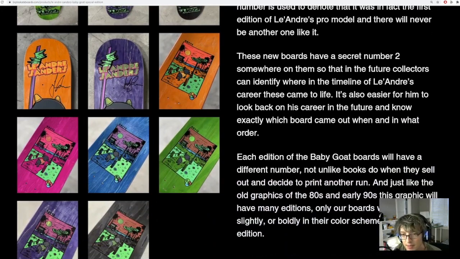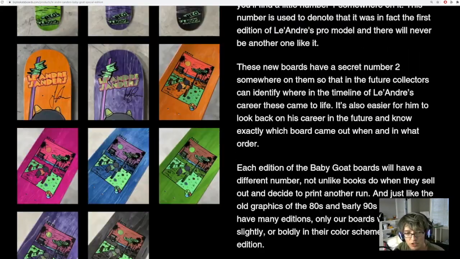Each edition of the Baby Goat boards will have a different number, not unlike books do when they sell out and decide to print another run. And just like the old graphics of the 80s and 90s, this graphic will have many editions, only our boards will change slightly or boldly in their color schemes with each edition."